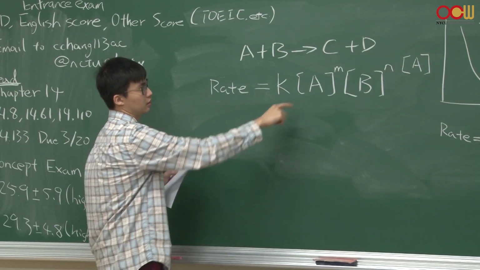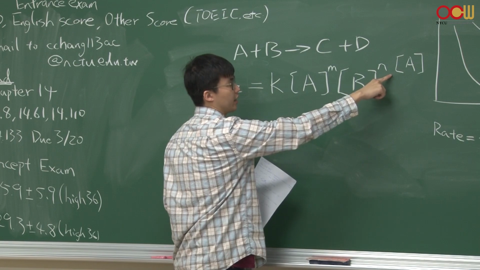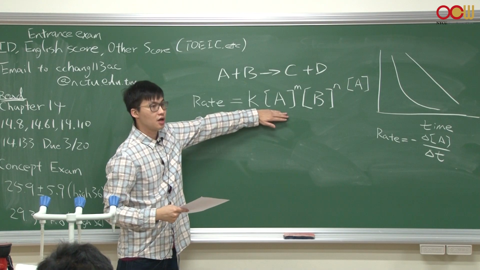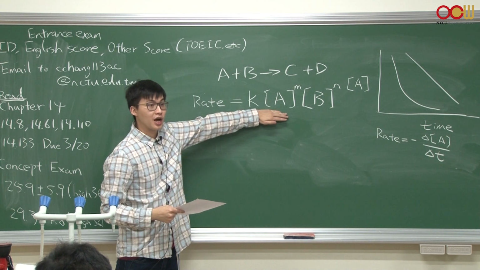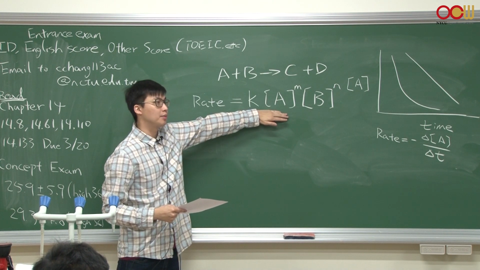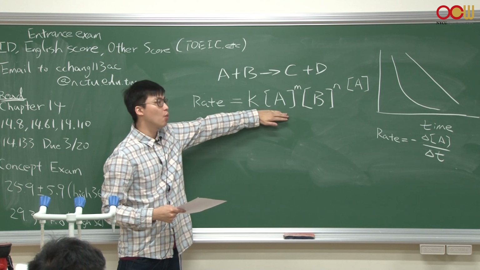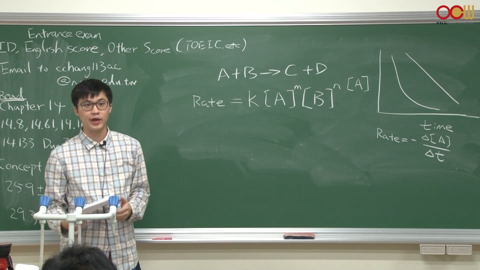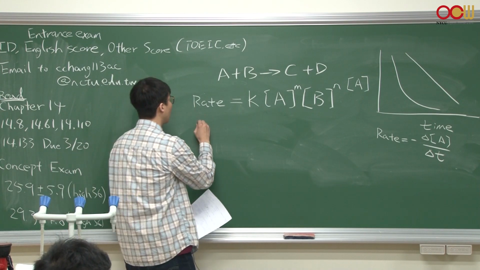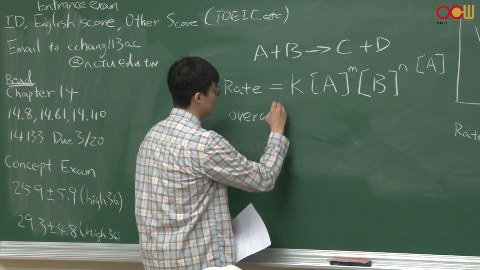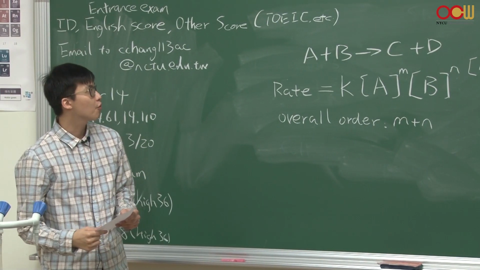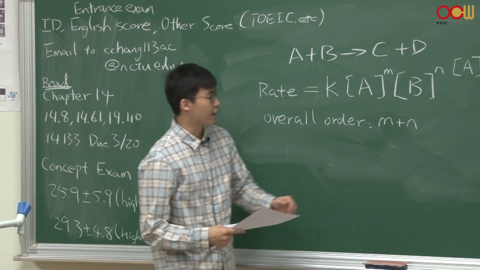And this m and n are the exponents explaining the dependence on the reagent concentration. And sometimes people will ask you, okay, what's the order of this reaction? When they say order of the reaction, that means the overall order, which is the sum of these exponents, okay? So let's go back to the scenario here.